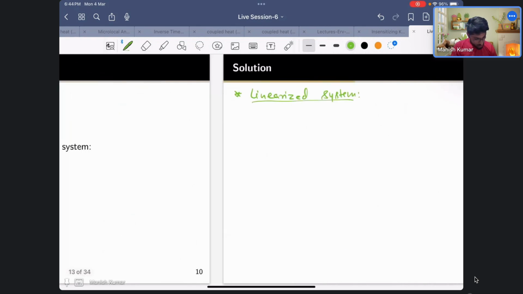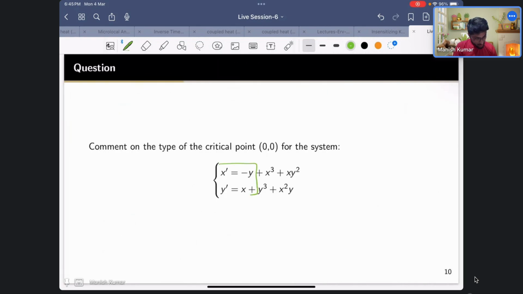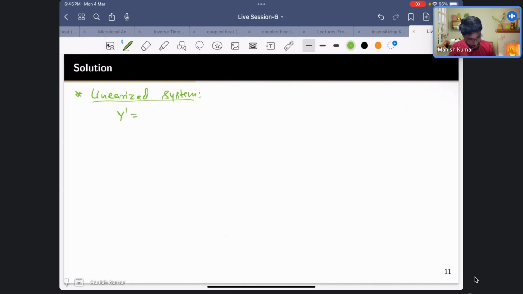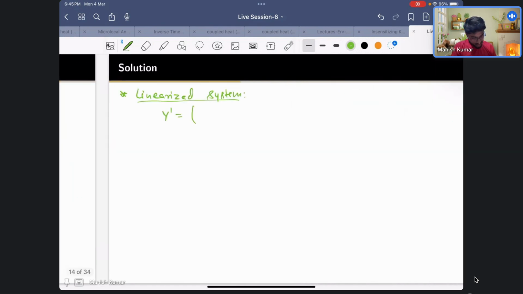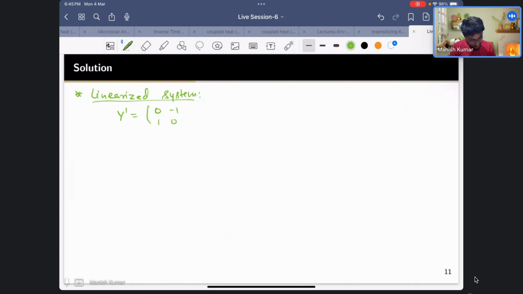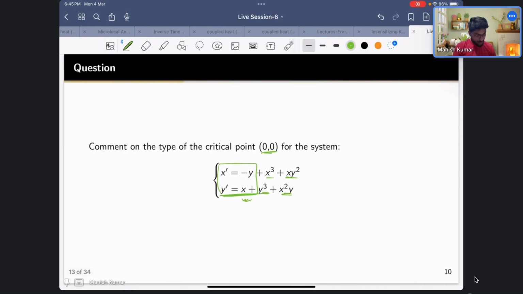Okay, so the linearized system would be nothing but just this part, because you have this polynomial kind of thing. Whenever you differentiate with respect to x or with respect to y, you will have some x raised to the power k, y raised to the power m. So whenever you put (0, 0), this will vanish. The only thing that will remain while taking the Jacobian is this part. So the linearized system would be y prime equals [0 -1; 1 0] y. This would be the system.